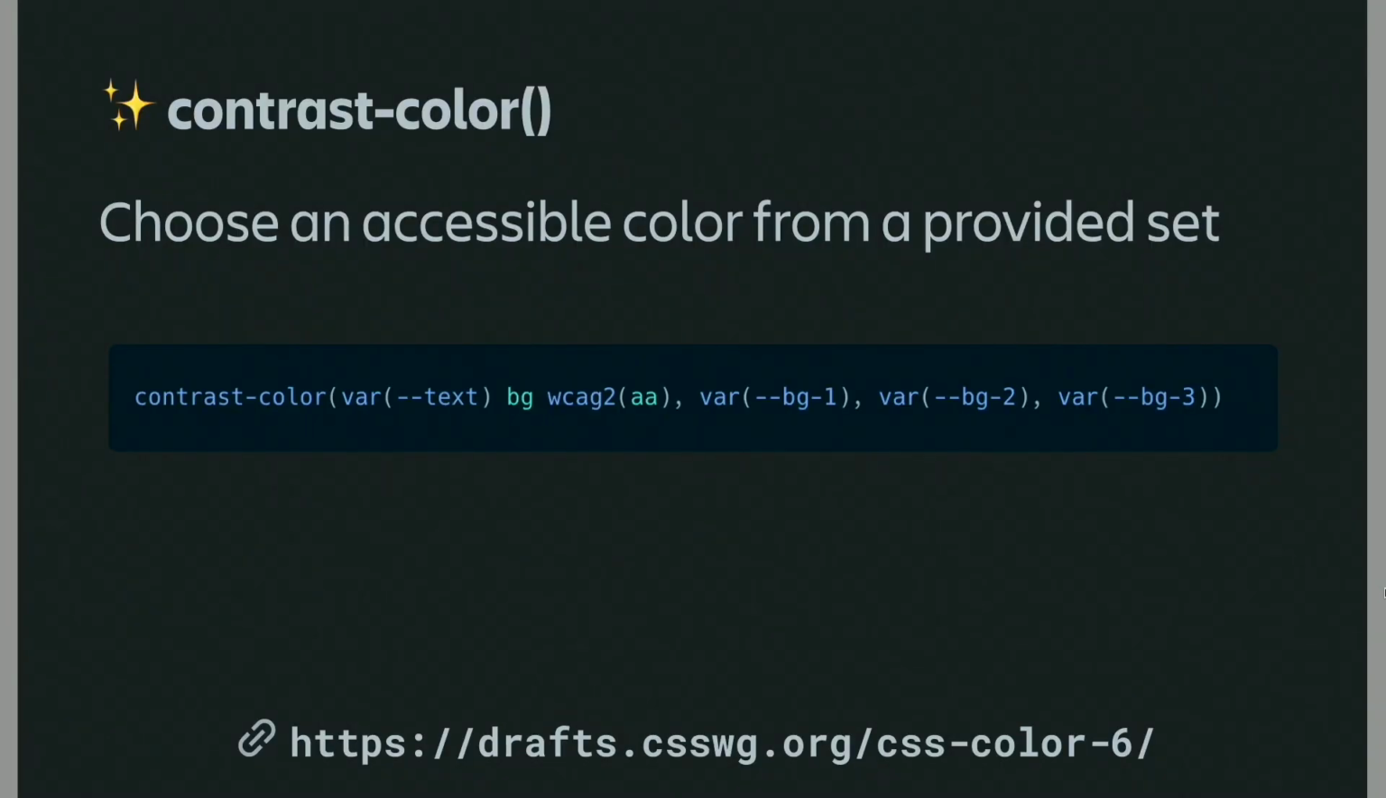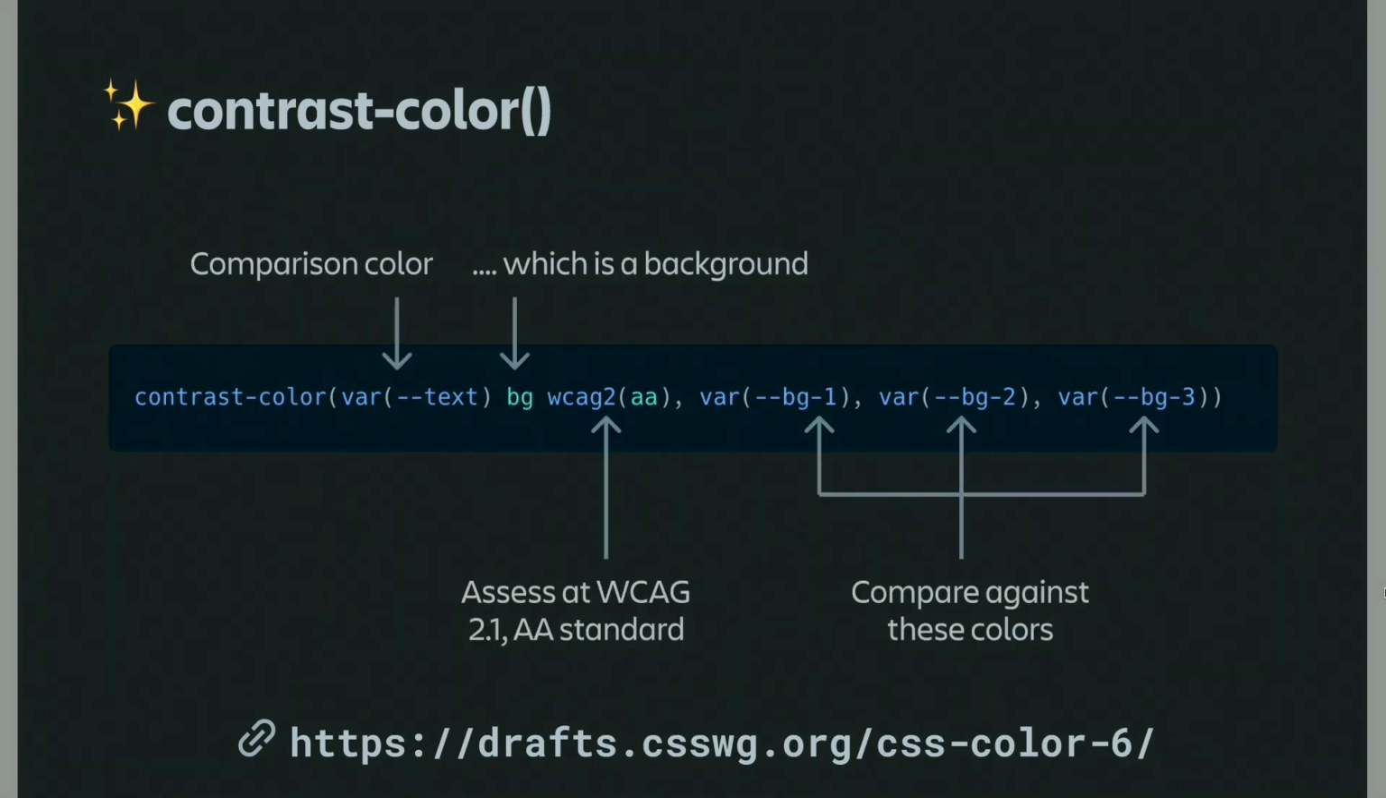So contrast color is another one. Contrast color lets you choose an accessible color from a provided set. This one is very far down the line, but it is exciting if you're dealing with these kinds of WCAG contrast issues, which we certainly are having to work on at Atlassian. In this case, you can pick one color, your text, for example. It's probably not a good example because we're setting it as background, but you can choose a comparison color, which is the background, or you can set it as the foreground. You can say what standard you want to assess it at, and you can give it a list of colors.